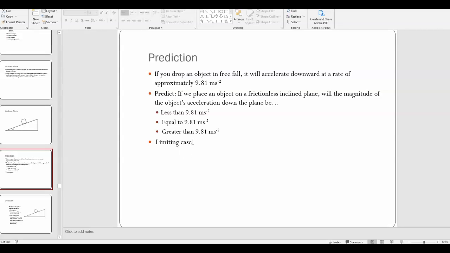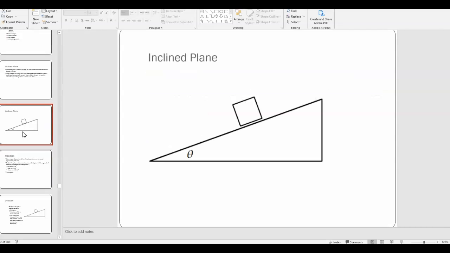One way to approach a lot of physics problems as you're thinking situations through is to look at what's called the limiting case. So imagine we have an inclined plane, and we're thinking, what happens to the acceleration in the limiting case? If theta went to, let's say, 0 degrees, what would happen to the acceleration? Well, clearly if theta was 0, the inclined plane would be flat. You just have an object sitting on the ground. There wouldn't be any acceleration at all, because it would just be sitting on the ground.